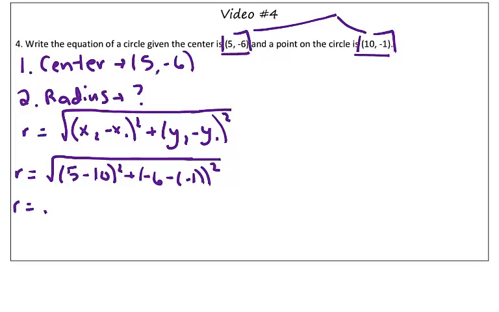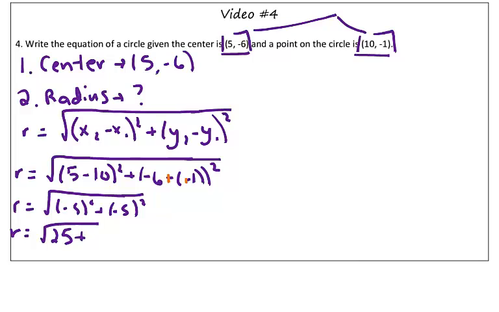Squared. Okay, so our radius, when we simplify this, is the square root of, well, 5 minus 10 is -5, so -5 quantity squared, plus -6 minus a -1. Well, remember, when we distribute that negative sign, these become positive, so this is really -6 plus 1, which is -5, so -5 quantity squared. And, well, -5 squared is 25, so really under the radical, we have 25 plus 25. So the radius is equal to the square root of 50.